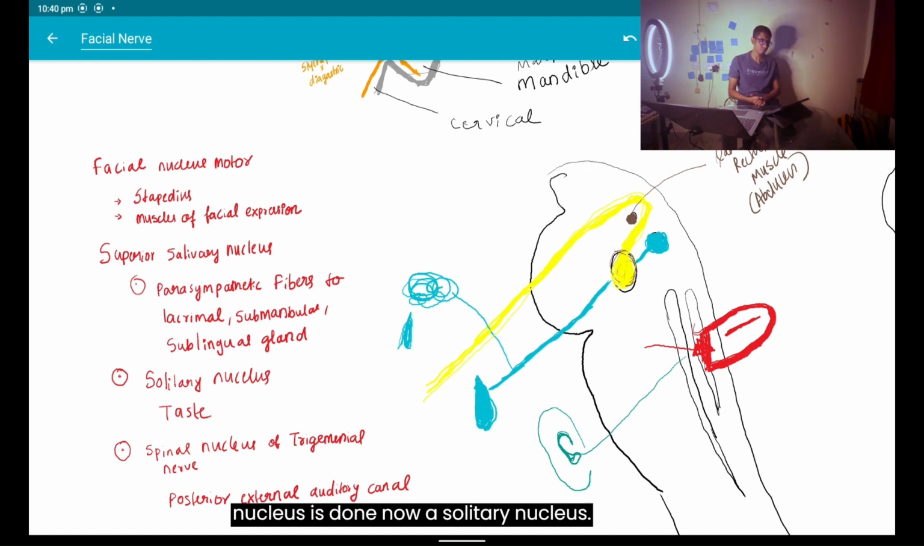Now the solitary nucleus. The solitary nucleus is this red guy. I already drew the tongue. Here it is, the solitary nucleus. The solitary nucleus is related to our taste sensation. I told you, the anterior 2/3 of the tongue is related to taste sensation. That sensation is coming from this nucleus right here.